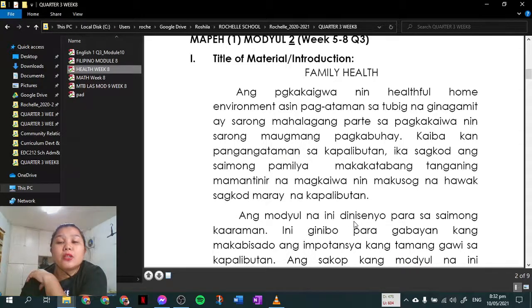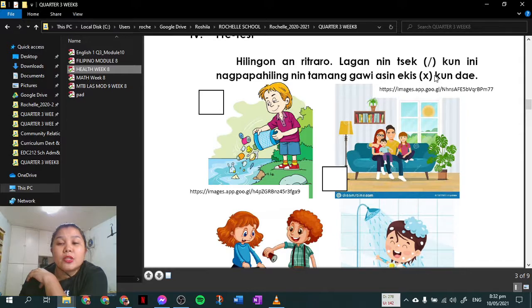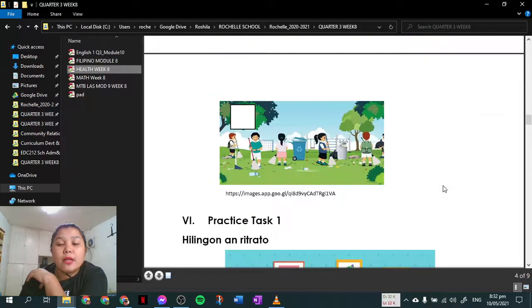Sa health naman, Health Quarter 3, Module 2, again, starting with an introduction, objectives, vocabulary list. May dalawa, helpful home environment and water conservation. And then pre-test, check or X, ilagay sa blank.